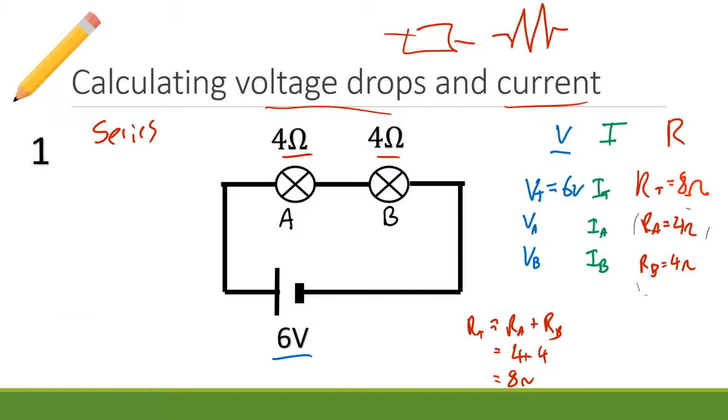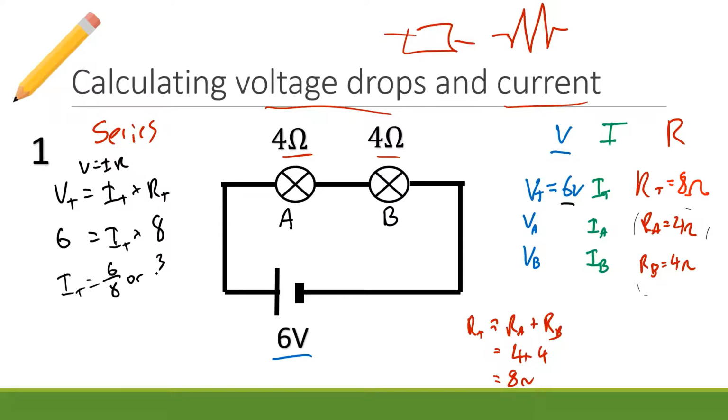And guess what? We know this formula, VT equals IT times RT. This is V equals IR. Now, we know VT, that's 6 volts. We don't know what IT is, but we know RT now. We know that's 8. We only know that's 8 because we just calculated it. We can get IT. IT is going to be 6 over 8 or 3 over 4. So that means our current through the circuit is actually 0.75 amps. That's our total current.